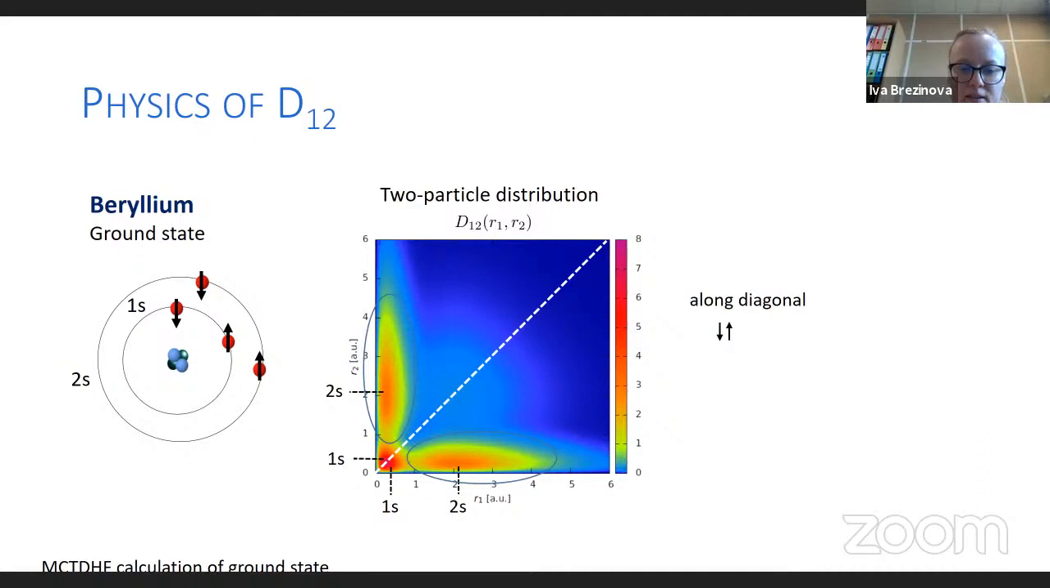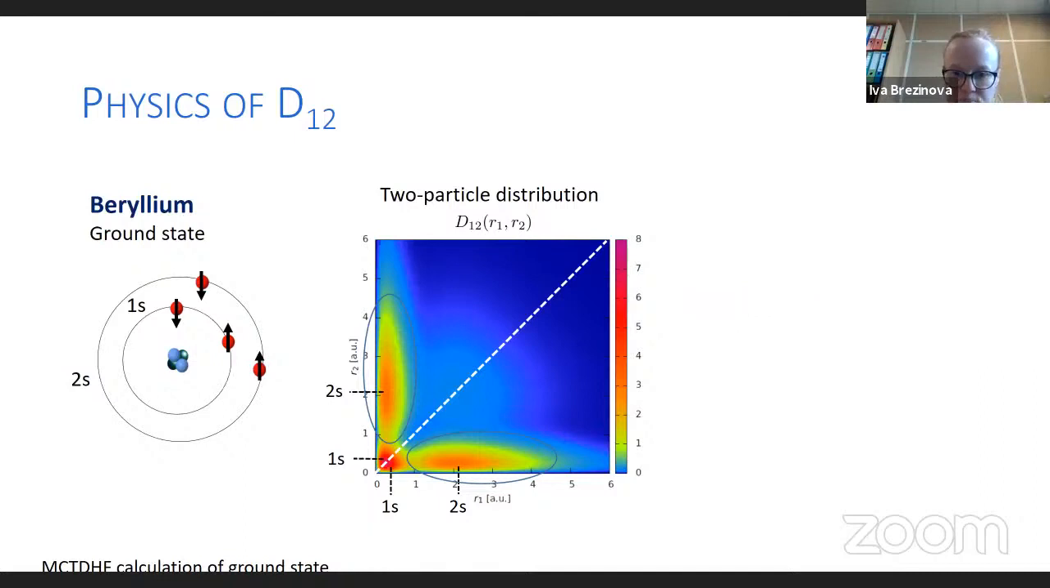It is quite strongly enhanced because the number of pairs you can have is double compared to the 1s shell or the 2s shell, along the diagonal, where you can just have one pair. So up, down, along the diagonal, 1s and 2s. And if you have strongly different radii and you combine 1s and 2s, you have four pairs altogether. So therefore, these wings are enhanced. So this is the 1s shell, and this is the 2s shell with its pairs. This is the full two-particle distribution.